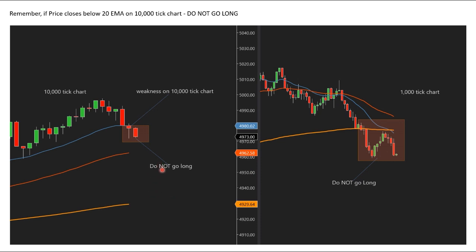All right, so that is the moving average strategy for the month of February 2024. That's the only strategy I'm going to be trading for the long side and for the short side. And by the grace of God, I hope it works.